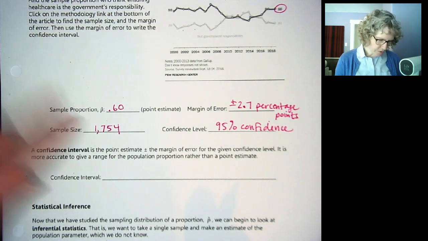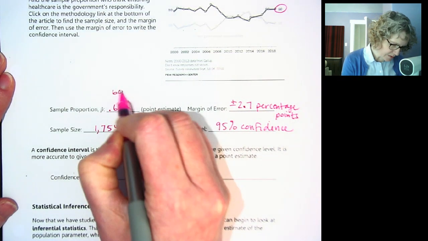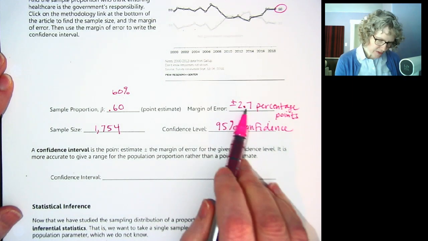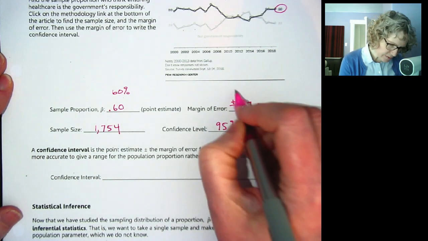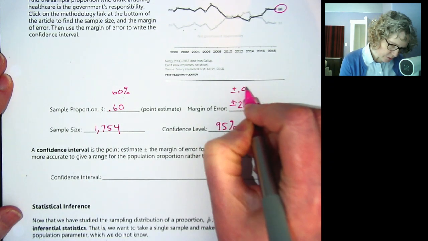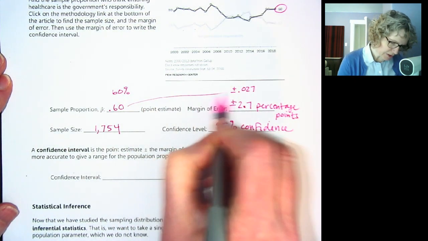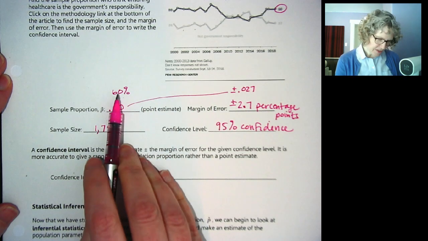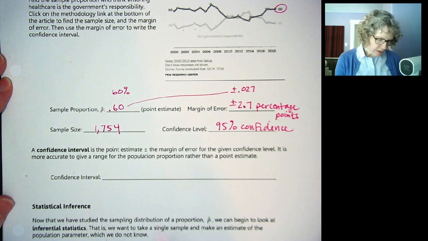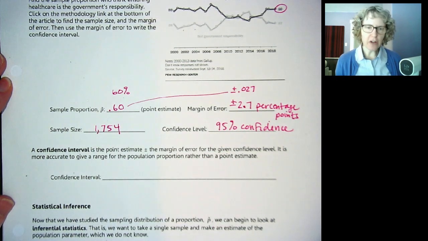So our sample proportion is 0.6. That's the decimal form of a percentage. So we're really talking about 60%. And so because this is in percentage, I actually would need to change this to match the decimal over here, plus or minus 0.027. So this is in decimal form. So these two really go together, whereas if these two are both in percentage form. Here was our sample size, 1754, and our confidence level was 95% confidence.